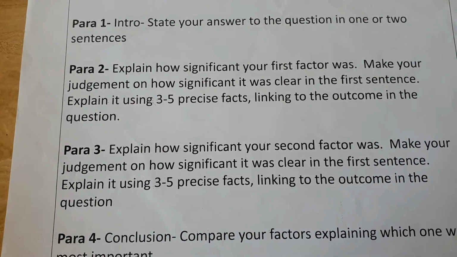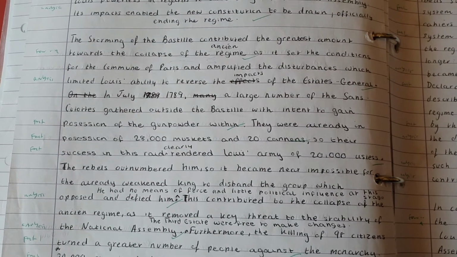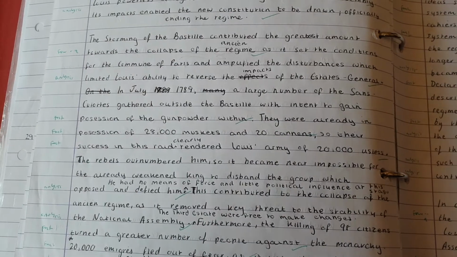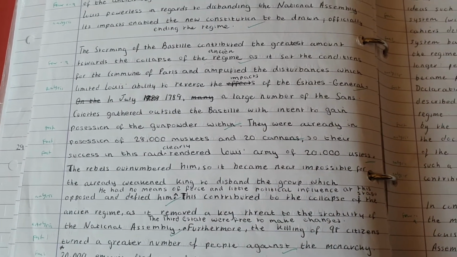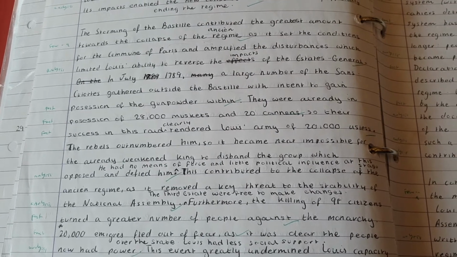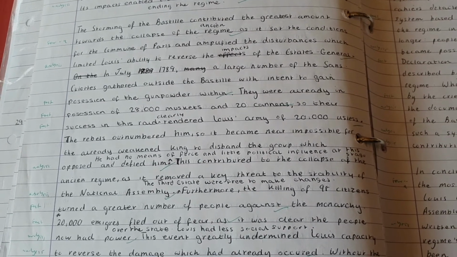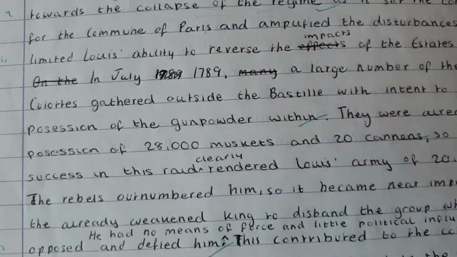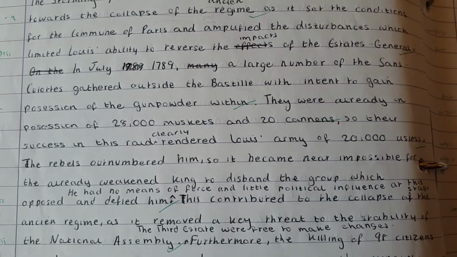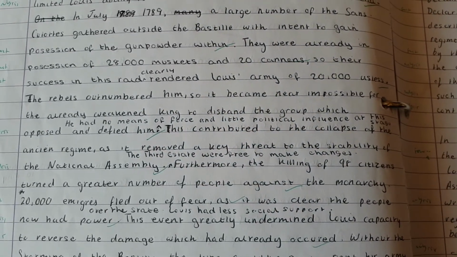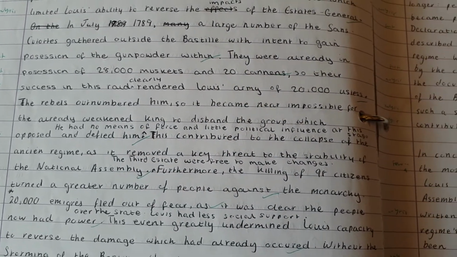So let me find an example. Storming of the Bastille contributed the greatest amount towards the collapse of the Ancien regime, so I link to the question, because it set the conditions for the Commune of Paris and amplified the disturbances which limited Louis's ability to reverse the impacts of the Estates General. So I've said the impact it's had. And then I've got a precise fact. And then I've got another precise fact. And then I've said how this sort of contributed to it.